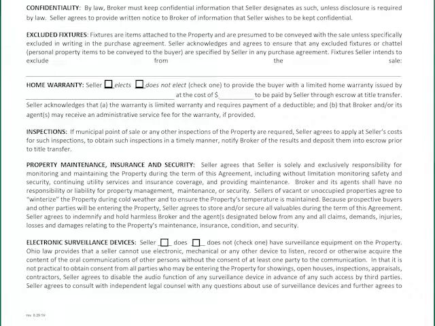If you do have one, it says here that Ohio law provides that the seller cannot use electronic, mechanical, or any other device to listen, record, or otherwise acquire the content of oral communications of other persons without the consent of at least one party to the communication. And that it is not practical to obtain consent from all parties who may be entering the property: showings, open houses, inspections, appraisals, contractors. The seller agrees to disable the audio function of any surveillance device in advance of any such access by third parties.